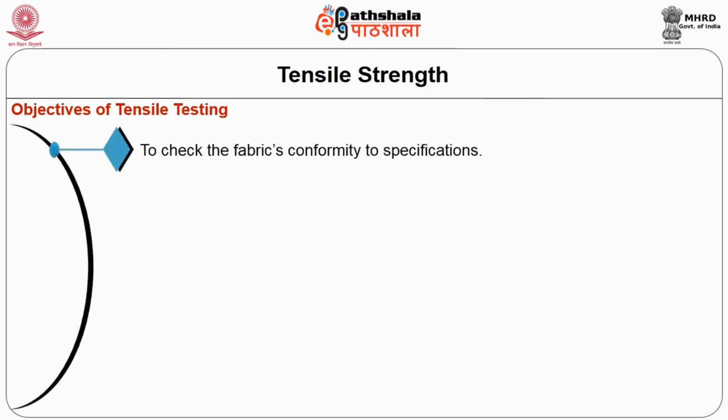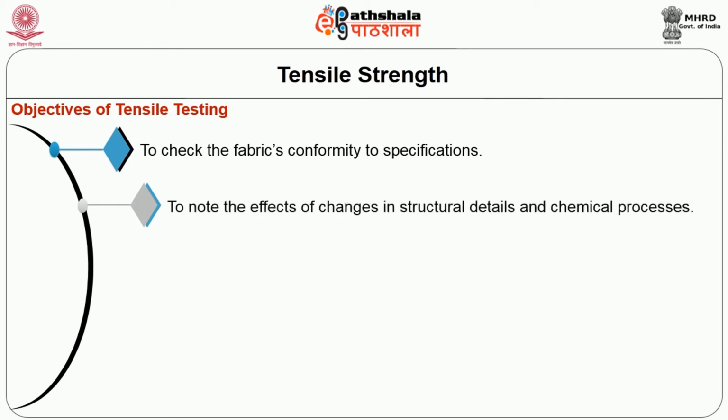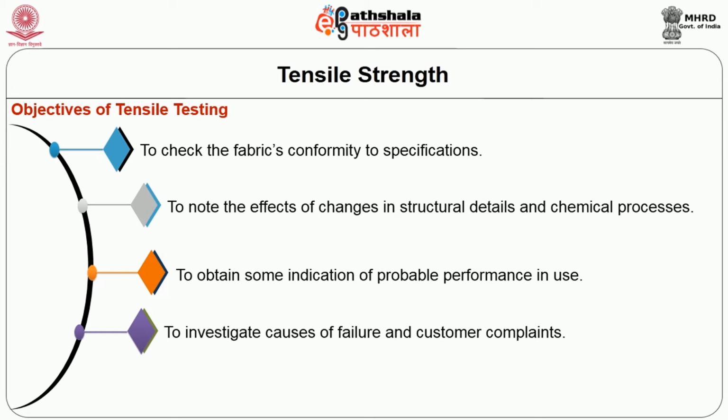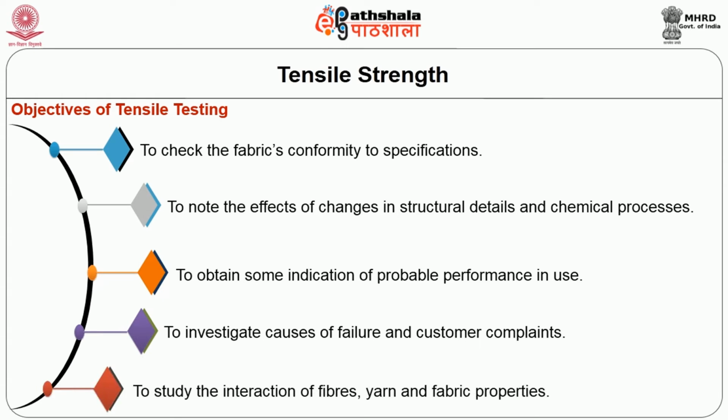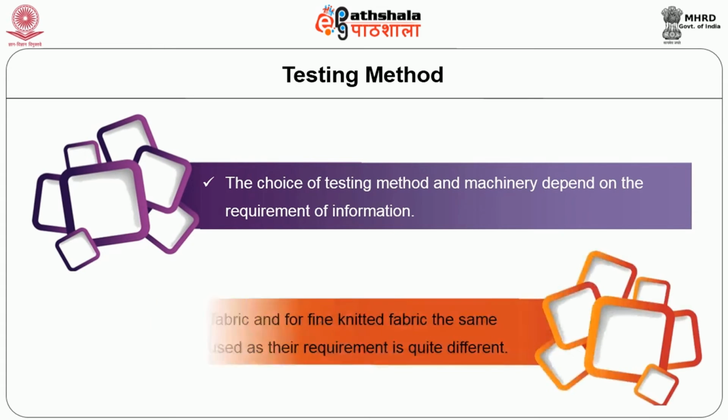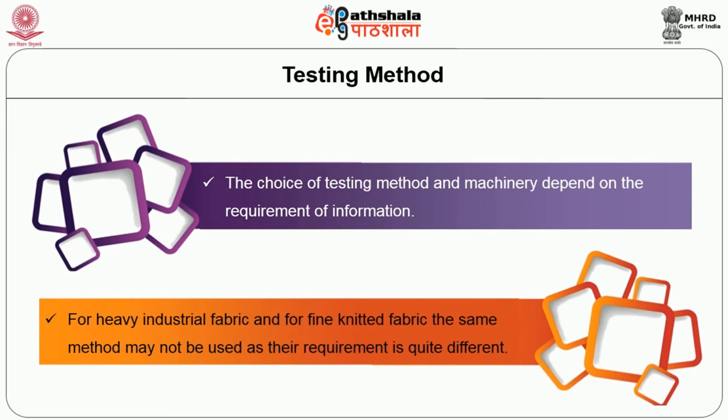Objectives of tensile testing: to check the fabric's conformity to specification, to note the effect of structural details and chemical process, to obtain some indication of probable performance and use, to investigate the causes of failure and customer complaint, and to study the interaction of fibers, yarn and fabric properties. Testing method. The choice of testing method and machinery depends on the required information. For heavy industrial fabric and for fine knitted fabric, the same method may not be used as the requirement is quite different.